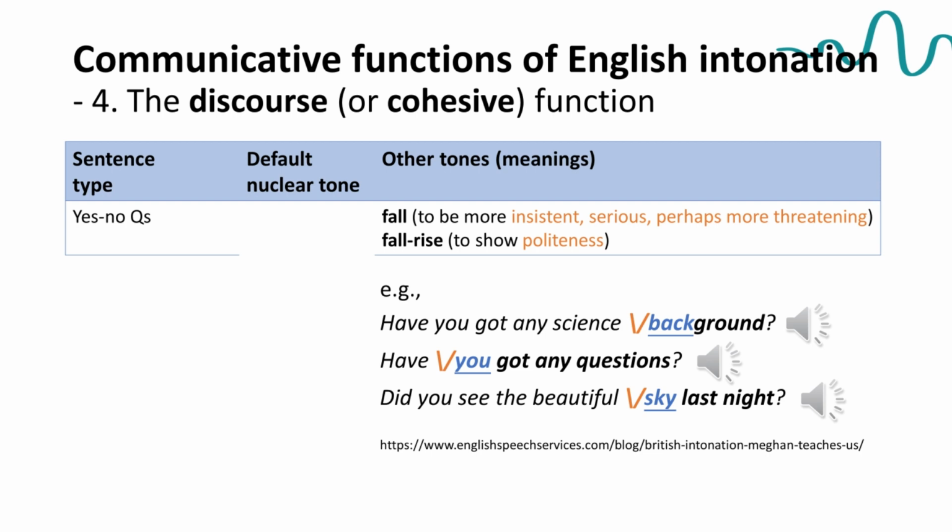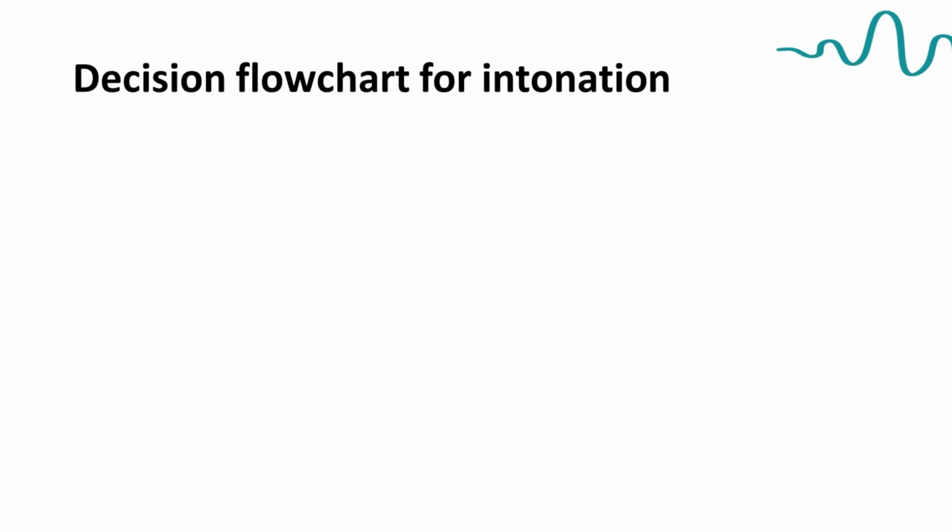By the way, the nuclei of the second and the third sentence occur earlier, rather than on the last word. This kind of pattern could be unfamiliar to us. By incorporating the systems and communicative functions of intonation I just introduced, a flowchart can be designed to help learners understand and apply intonation patterns effectively. Now let's have a look at the flowchart for deciding the appropriate intonation patterns.